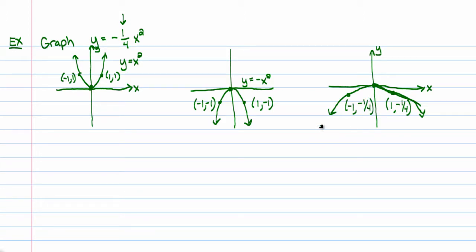Notice the difference in the graphs. This is just a wider version of that last graph. And by the way, that is the final graph. That's the graph we wanted. y equals -1/4 x squared.